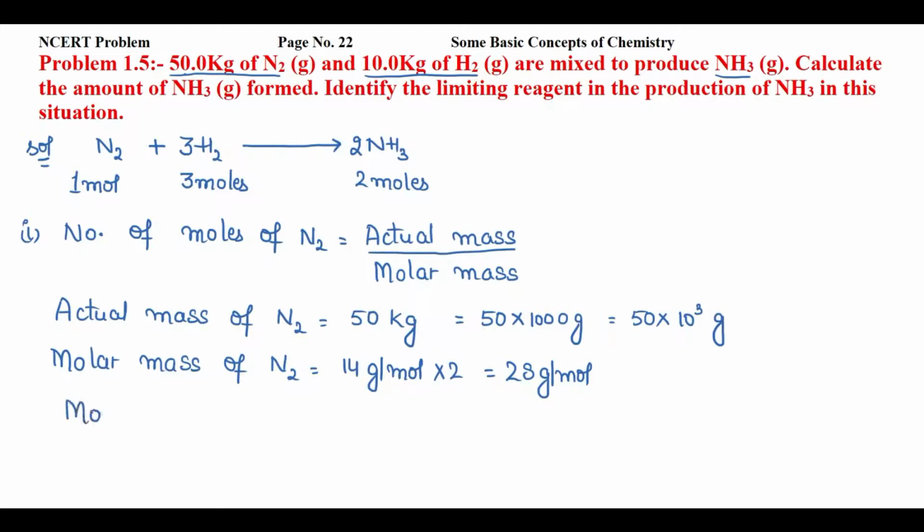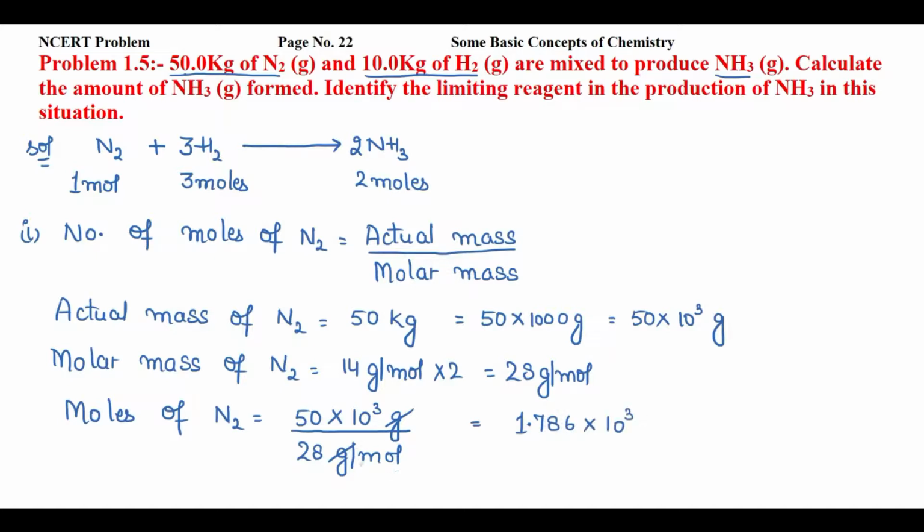So moles of nitrogen equal to actual mass 50 into 10 raised to power 3 gram by molar mass 28 gram per mole. I'll cancel this gram with this. 50 divided by 28, 1.786 into 10 raised to power 3. Here in the denominator mole is mole inverse. If I take this in the numerator, it will be mole, right?